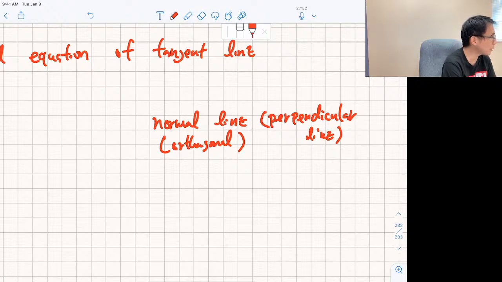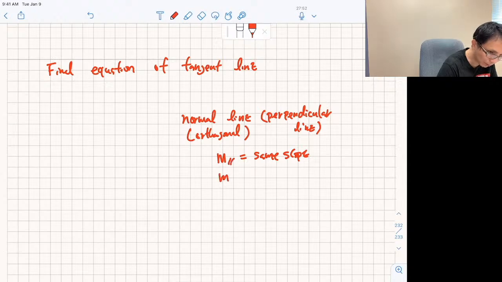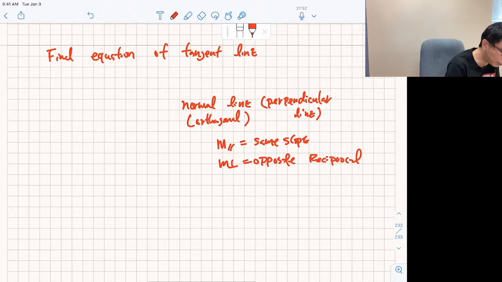This probably comes up in pre-calc when we're doing something called the dot product. If a dot product is equal to 0, then that means it's orthogonal. I don't know if you remember. So what is a normal line? If this is a parallel line, it means the same slope, right? This is a parallel line. M perpendicular is equal to the opposite reciprocal. Opposite reciprocal.